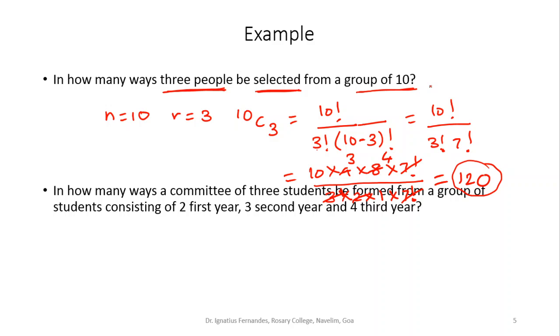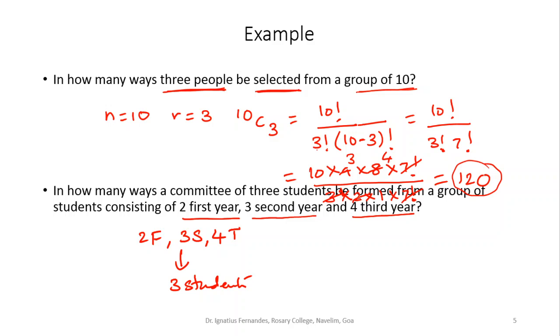Let us consider another example. In how many ways can a committee of 3 students be formed from a group of students consisting of 2 first year, 3 second year and 4 third year students? So I have 2 first year students, 3 second year students and 4 third year students. In how many ways can a committee of 3 students be formed? So basically we want to form a committee of 3 students from this group of students.